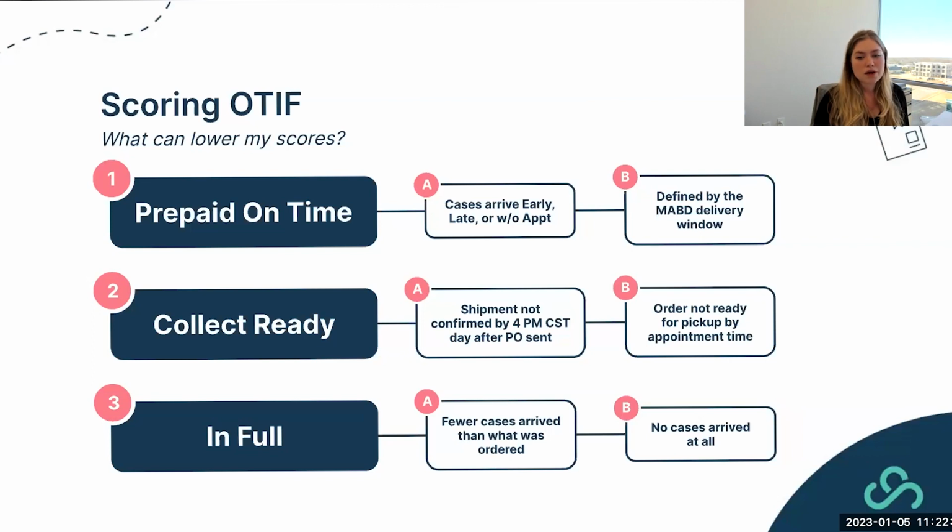Next we got in full. So this one's pretty basic. Fewer cases arrived than what was ordered, like we talked about before, or if no cases arrived at all. We've seen both of those happen, or Walmart says that fewer cases arrived than what was ordered, or code 25 is a very common one for AP deductions, which is actually usually an invoicing error. And so if you're sending your invoices in before the shipment gets there, then that can really be impacting your score.